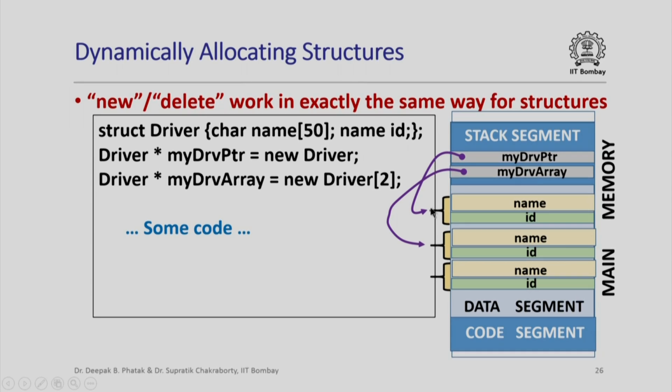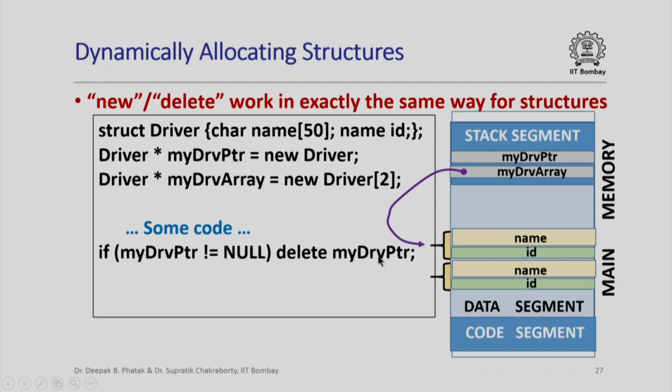So my drv pointer will basically be pointing to that space for an object of type driver allocated on the heap. Similarly, when I execute this statement, space for 2 objects of type driver is allocated on the heap, and the address of the first of these objects is returned and stored in my drv array. So my drv array points to the first of these 2 array elements allocated on the heap.